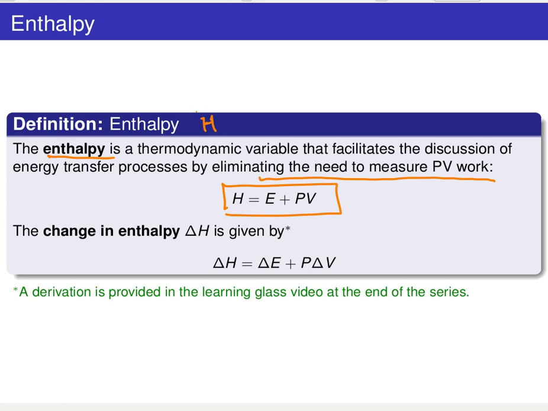So enthalpy changes then can be represented by taking our definition and looking at a difference, final minus initial. And if you carry out a little derivation here under constant pressure conditions, delta H equals delta E plus P delta V. Anybody interested in the details of this derivation can go check out a little learning glass video I pulled together on the topic. For the purposes of this exploration here, let's just take this delta H result and explore what kind of information it gives us.